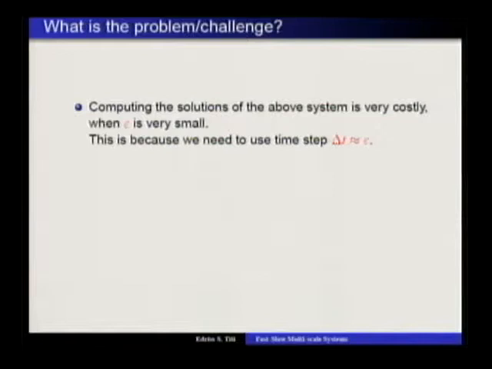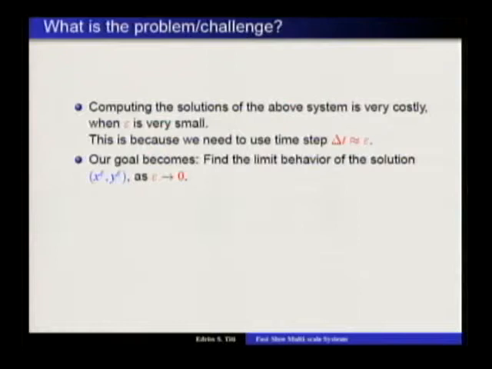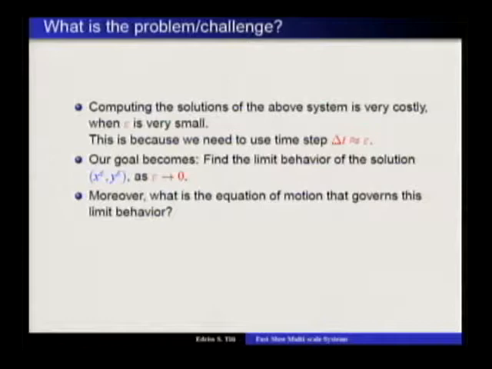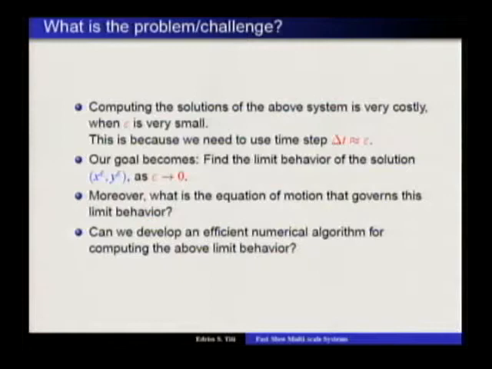So computing the solution of the above system is very costly, especially when epsilon is very small. This is because we need to take a time step delta t like epsilon. Our goal becomes to find the limit behavior of the solution when epsilon goes to zero. Moreover, what is the equation of motion that governs this limit behavior? That's basically our goal. And can we develop efficient numerical algorithms for computing the above limit behavior? These are basically our goals.